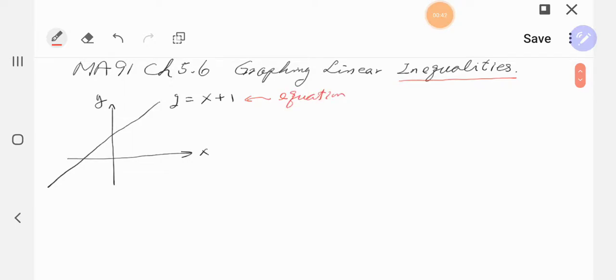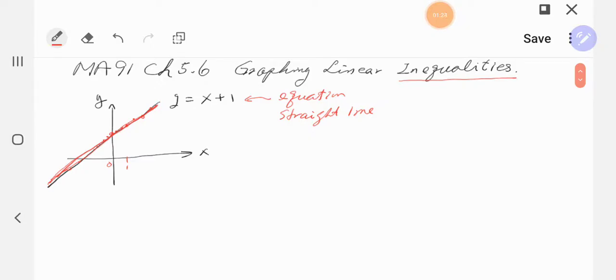So graph means a collection of points, and the graph is a straight line. Why is it a straight line? Because the collection of all the ordered pairs that satisfy the equation makes the straight line. So x equals 0, y equals 1. x equals 1, then y equals 2, right? Once you collect all the ordered pairs, you will create a straight line.